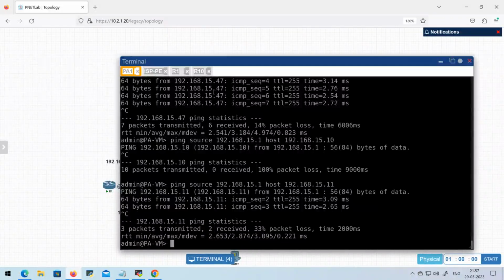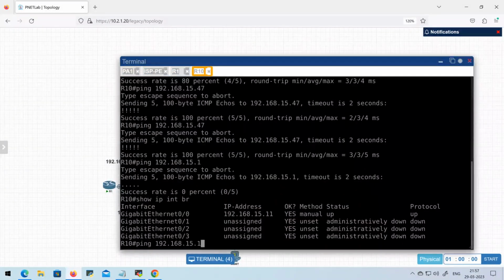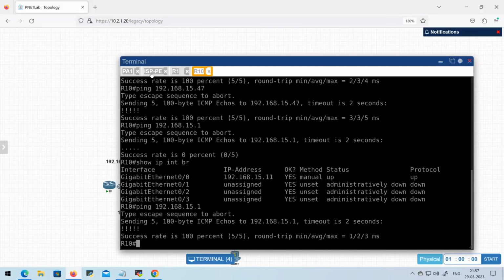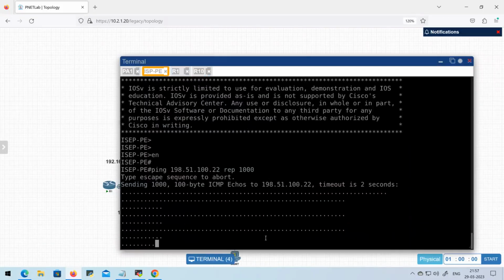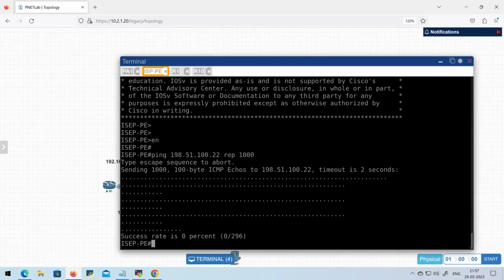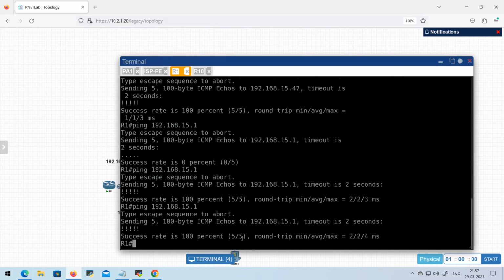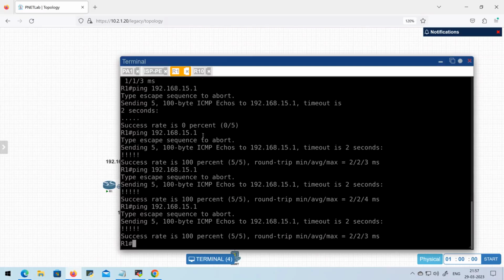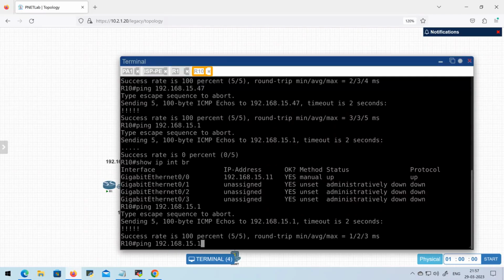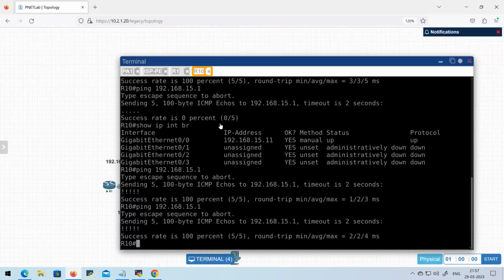Okay. But still over here, if you can see, the ping is not working. Okay, so these exist. Router 1 can ping its firewall interface 15.1, and router 10 also can ping, but from the ISP.